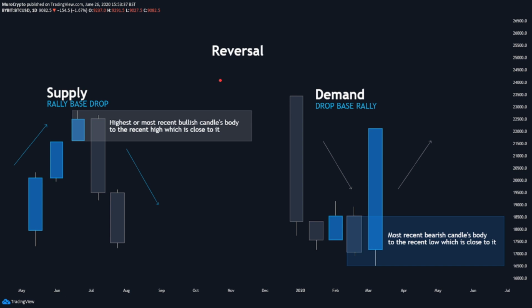The second type is the reversal. Here we have a rally, base, and drop. The highest or most recent bullish candle's body to the recent high, which is close to it. It could be here, but in this case, this wick is higher, so we draw the zone like this. And the same for the demand zone. Drop, base, rally: most recent bearish candle's body, which is this one, to the recent low, which is close to it, and that is here in this case.